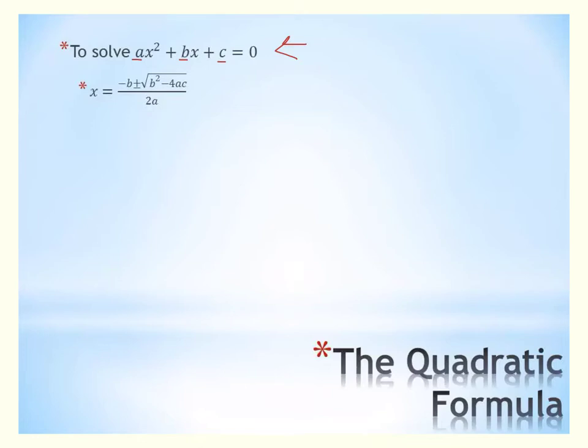You are going to need to have this memorized, and from this you can get two real answers, you can get one real answer, or you can get two imaginary answers. And so since there's several cases, we're going to do a few examples, but at any time if you need to fast forward, feel free to.